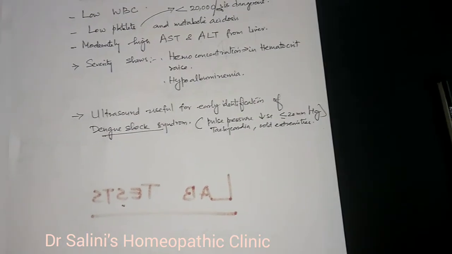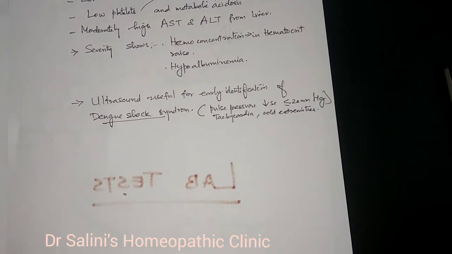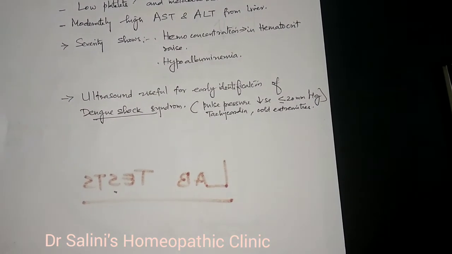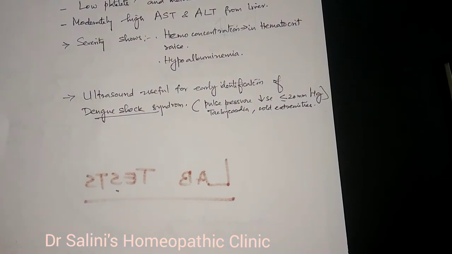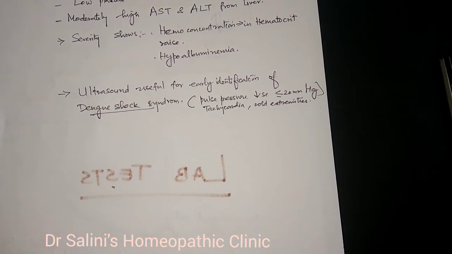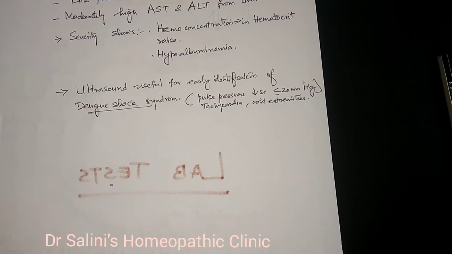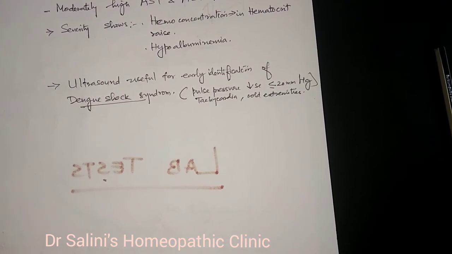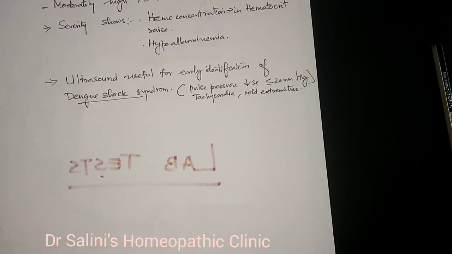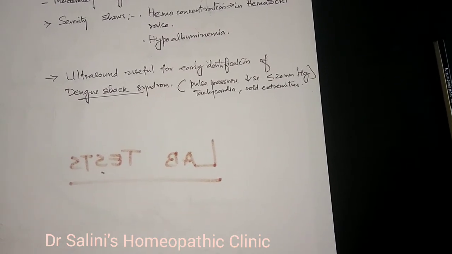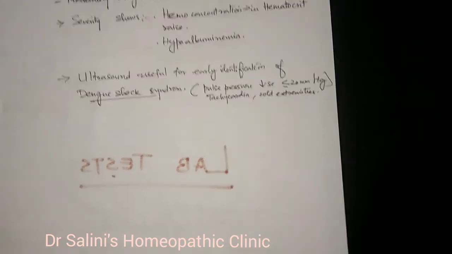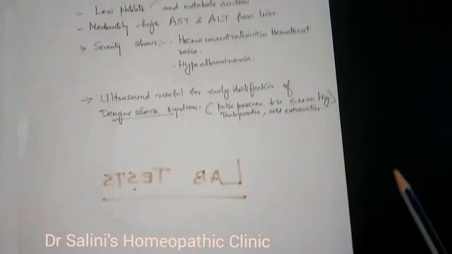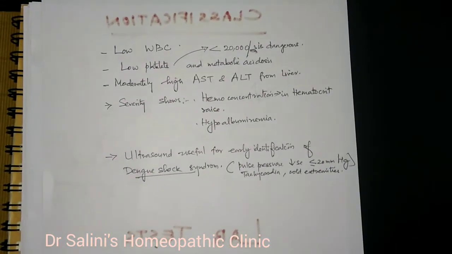Ultrasound is also used for early identification in case of dengue shock syndrome, where the fluid fills the cavities, thereby causing damage and a low blood supply towards the organs. The fall in blood pulse pressure to less than 20 mm of Hg, tachycardia, and cold extremities are all basic symptoms of dengue shock syndrome, but the others are the investigations.